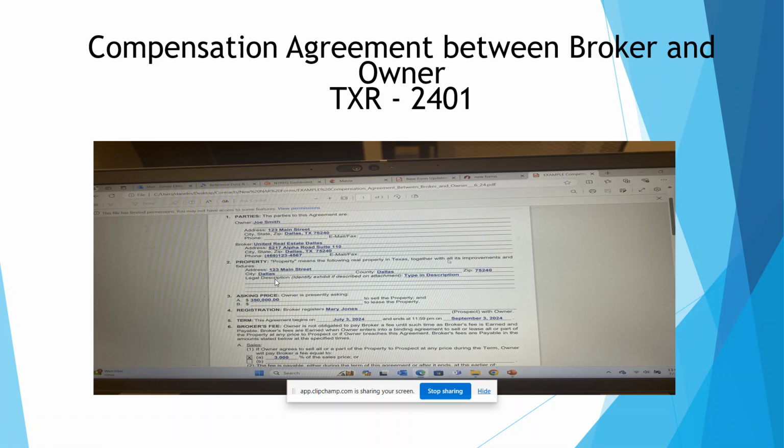That's what this is. And you see down here, we're going to get 3%. Pretty simple form, not changed much, but this is the for sale by owner document, 2401.